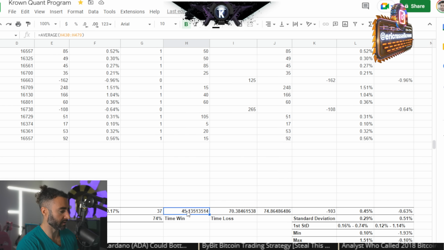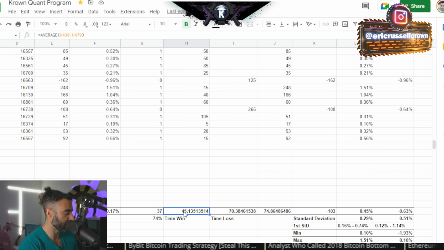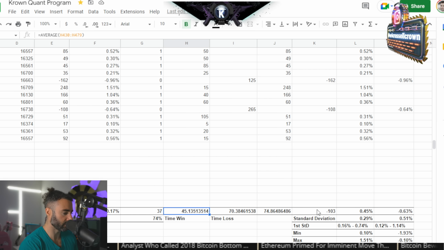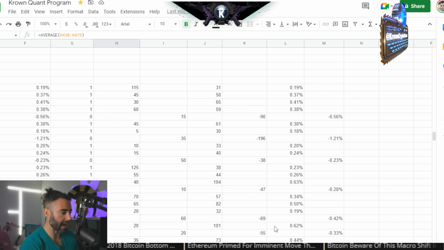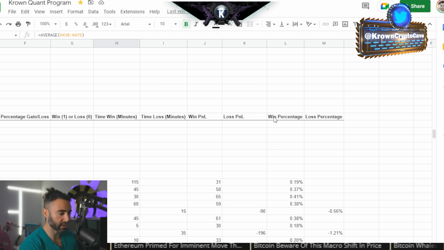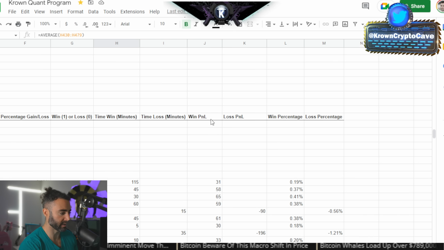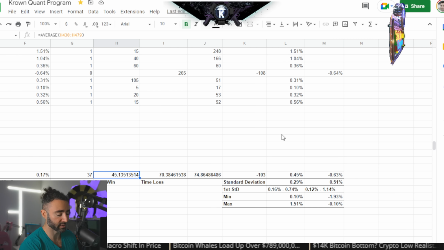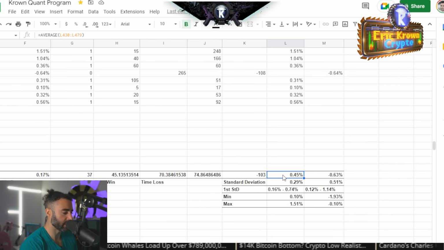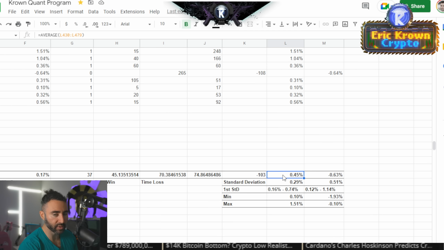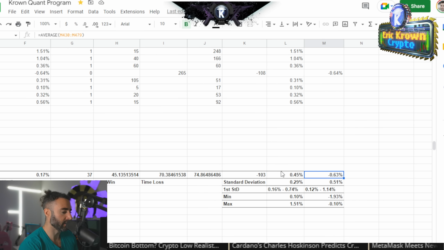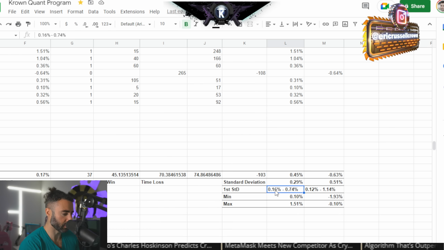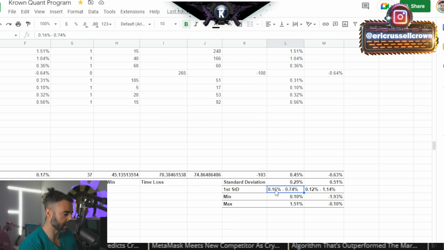On average, the winners took a little over 45 minutes to return. On the losing side, 70 minutes. The next thing I'm most interested in is the average P&Ls for the wins versus the average P&Ls for the losses. I don't care so much about the raw nominal numbers; I want the percentages because that's more consistent over time. I found that on average the winners were returning 0.45% versus the losers at a 0.63% loss. The first standard deviation gives us a range right here for the wins versus the losses, and then I did a min max as well.